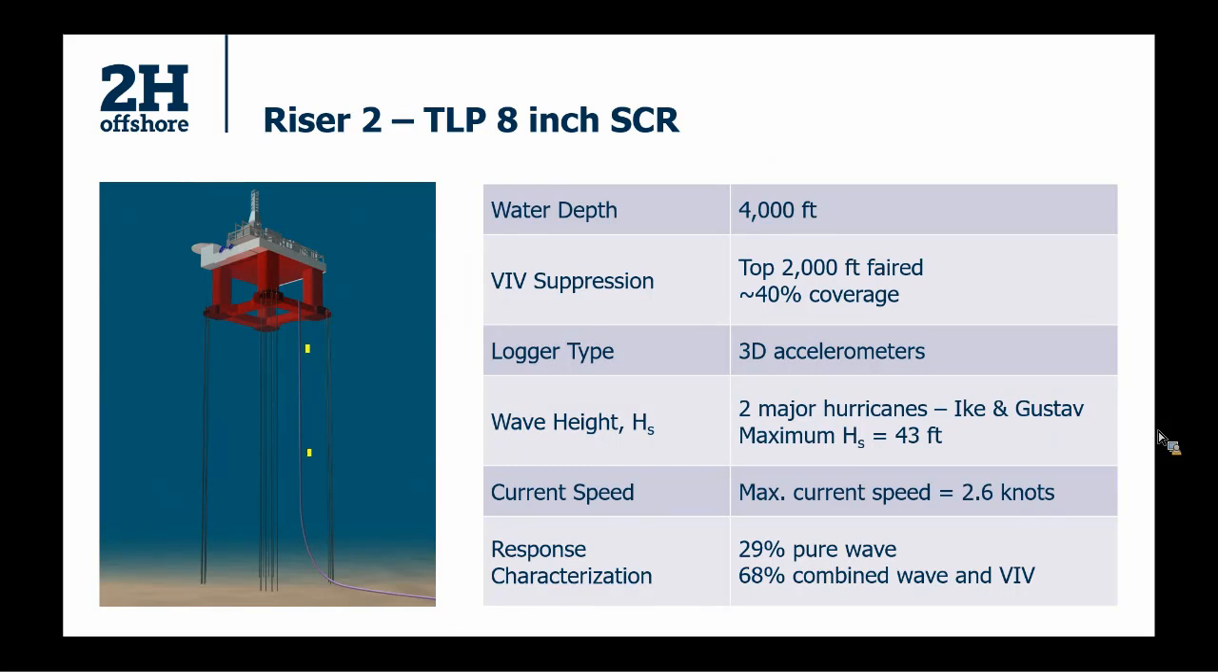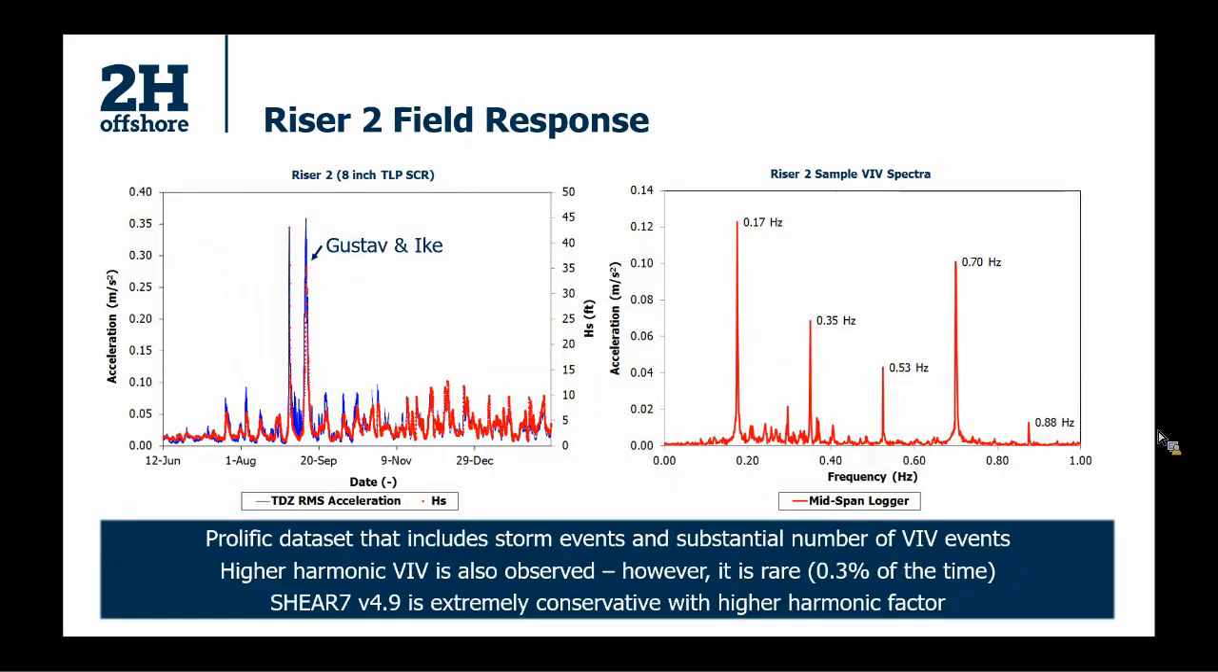And when we did the response characterization, we saw that there was wave activity throughout, and approximately 70% of the time, we saw VIV happening as well. So I'm showing you here on the left again a similar plot as for Riser 1. It's an acceleration time trace from one of the touchdown zone loggers. And you can see the two spikes for the two giant hurricanes, Gustav and Ike. And so it's a really great data set.